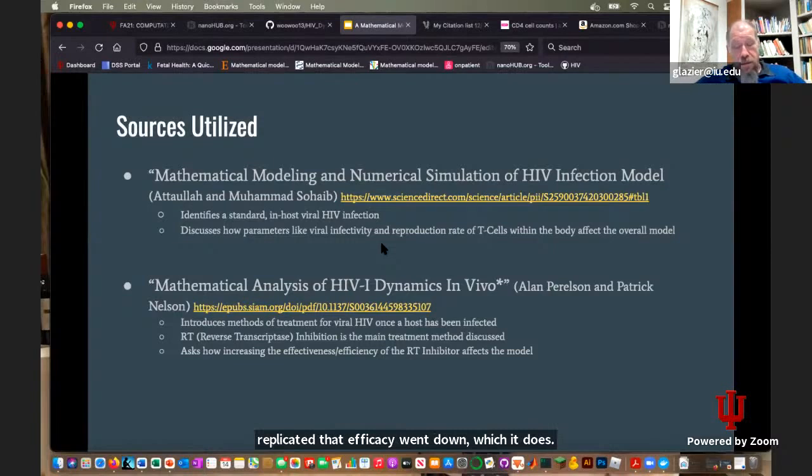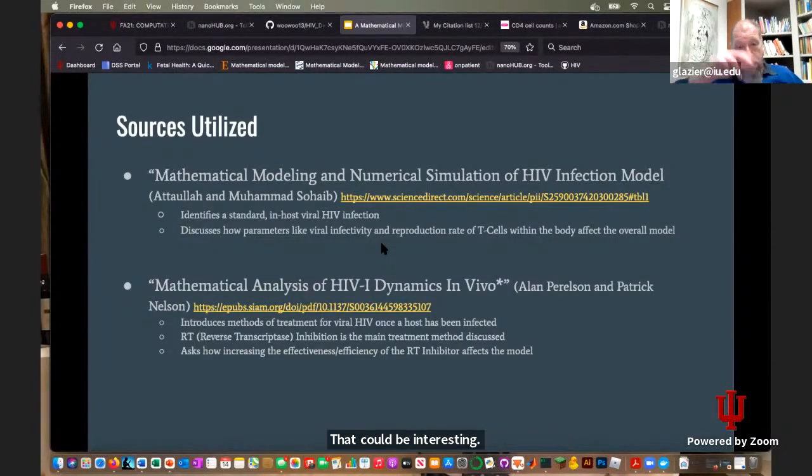And that the rate at which it goes down depends on the rate of viral replication. So if you have very little viral replication, then the rate of evolution is slow. If you have a lot of viral replication, you escape faster. And that could be interesting.